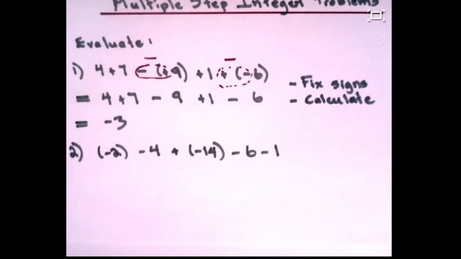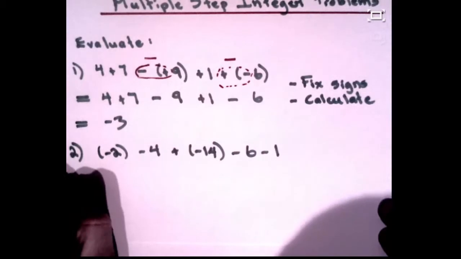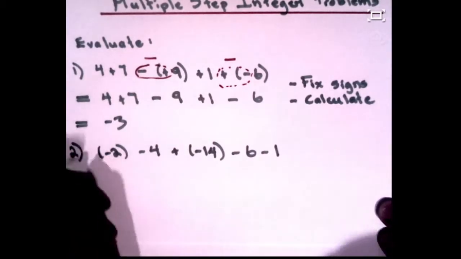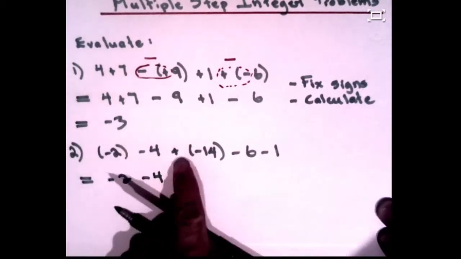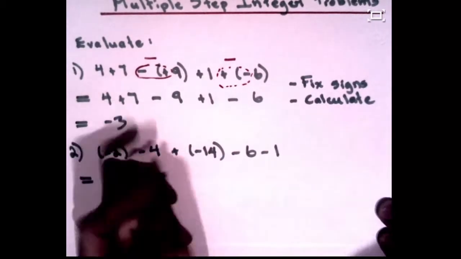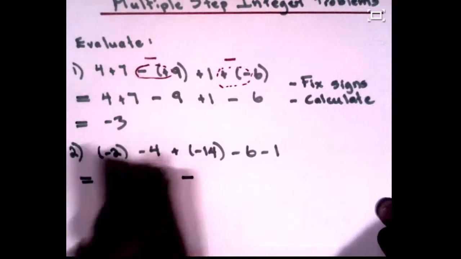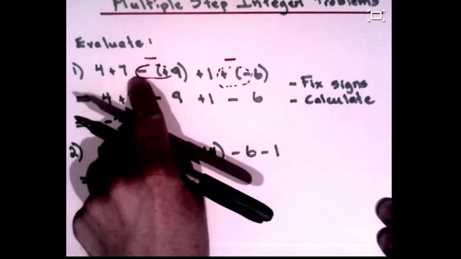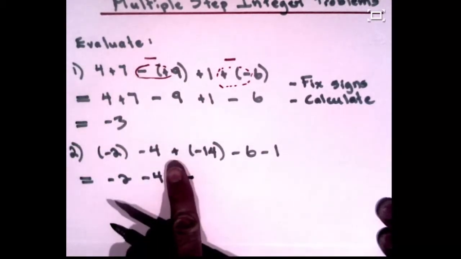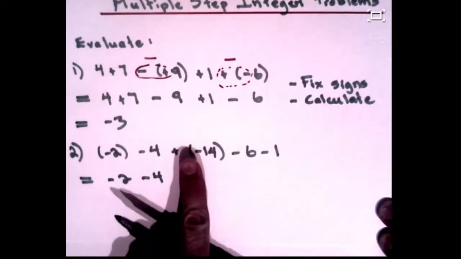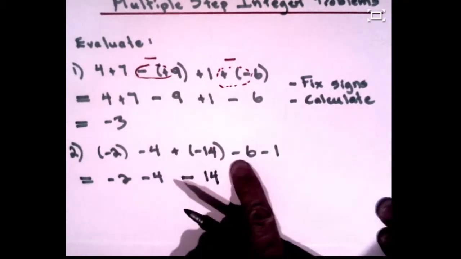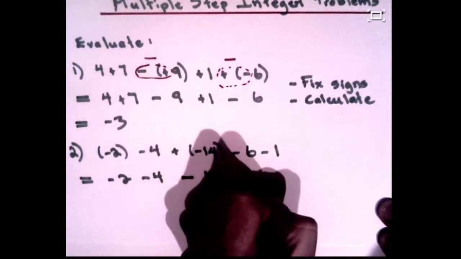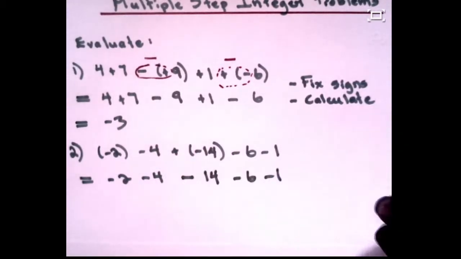Let's try example 2. Okay, again, we're going to fix our signs. Let's look left to right. So you can't do anything with that. That's -2, -4. Now a plus with the minus, let's just look at that and say, well, that's really a minus. You don't have to circle like up here. You can just write down that this plus with this minus becomes that minus. Okay, take away 14. And here it's take away 6, take away 1. There's nothing we can do.